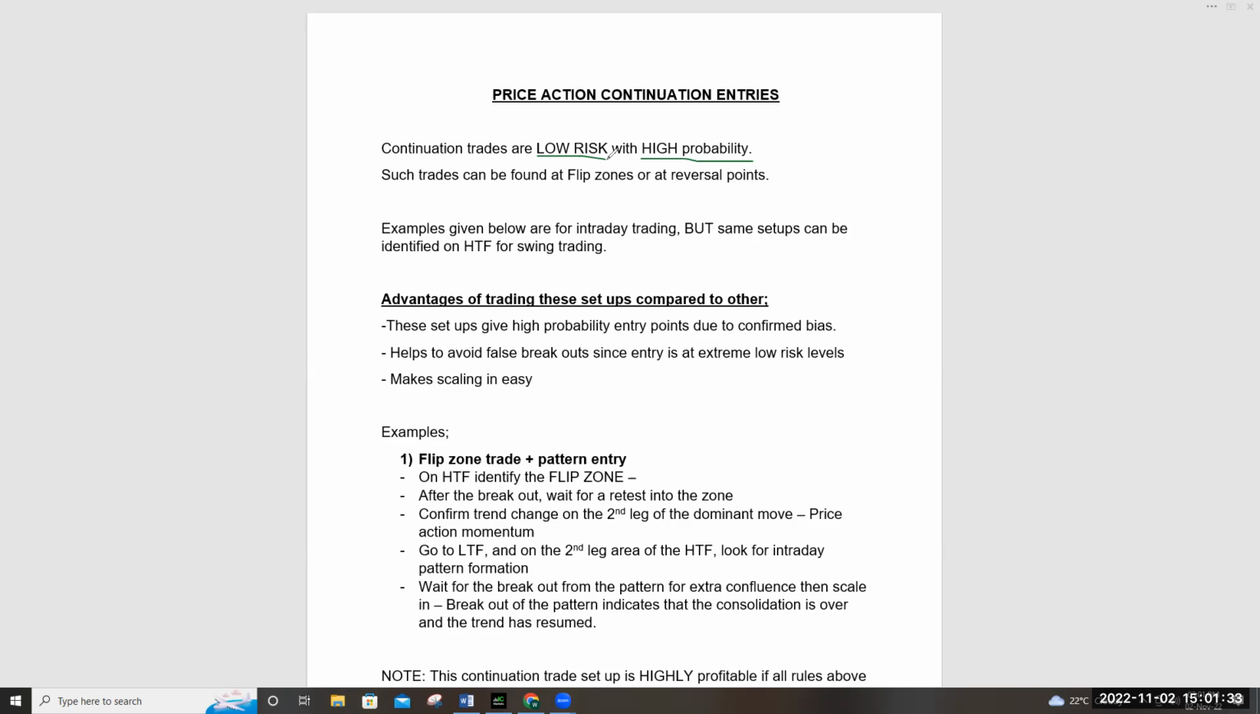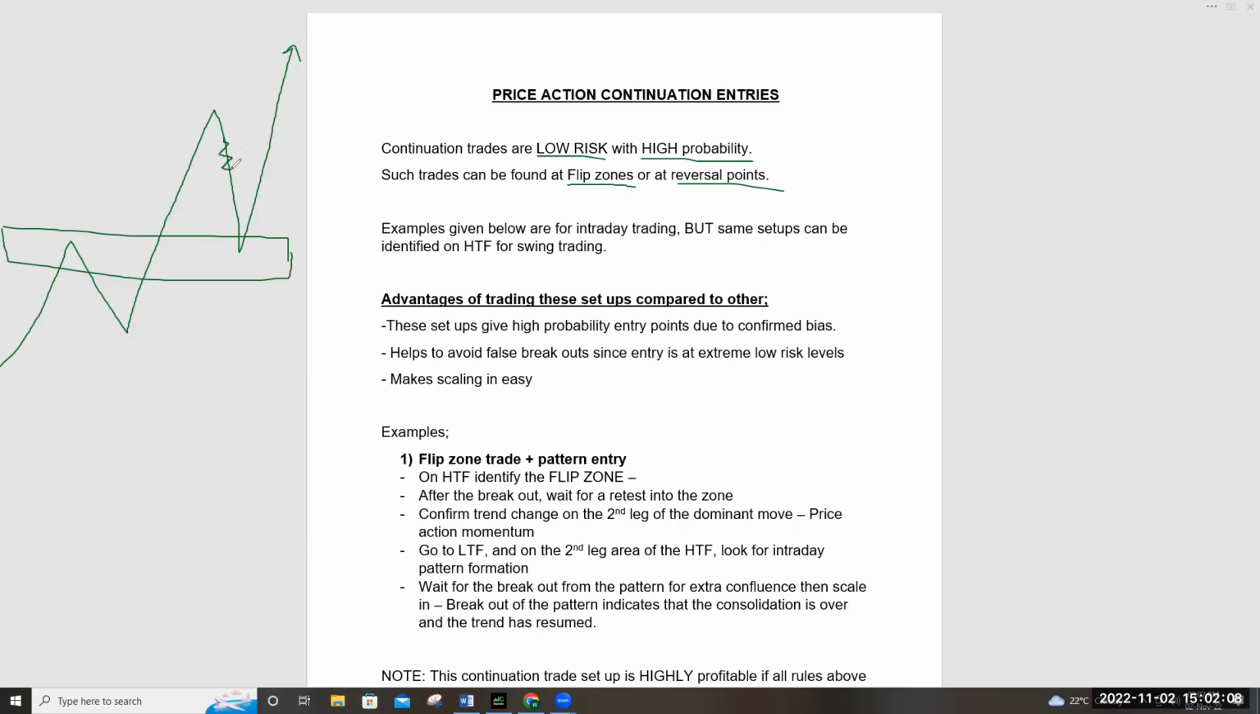Now, where do you find such types of trades? These trades can be found either at flip zones or at reversal points. Now, what are flip zones? These are zones where money is changing hands. It could have been previously a seller's zone that has now turned to be a buyer's zone. So that could have been a resistance, then it was broken to the top side. And if the market comes back to the same zone, there are higher chances that the market will actually push higher. It all depends with this move here.